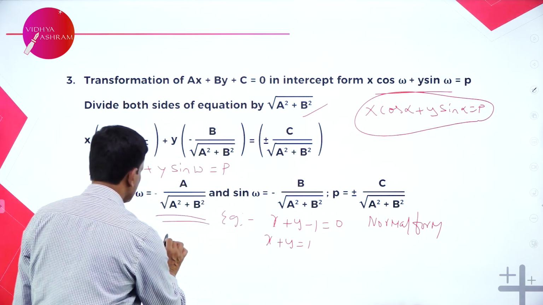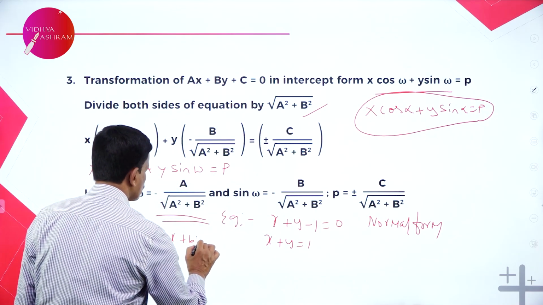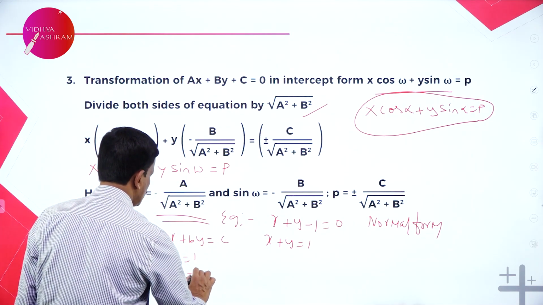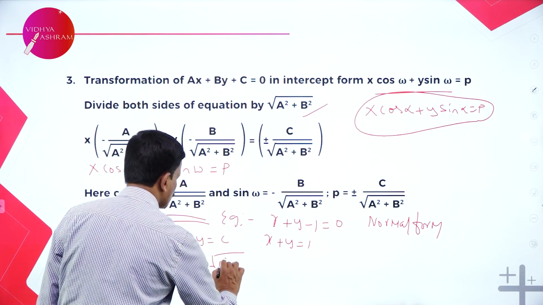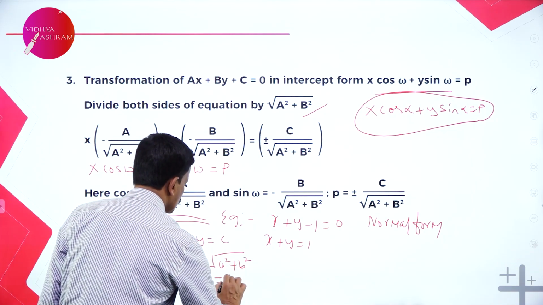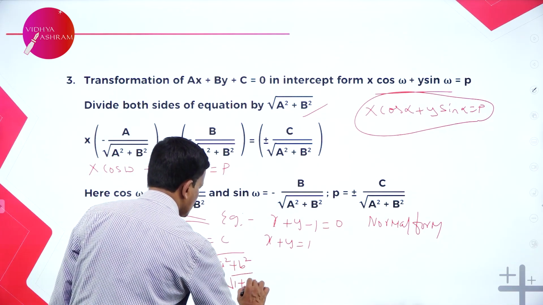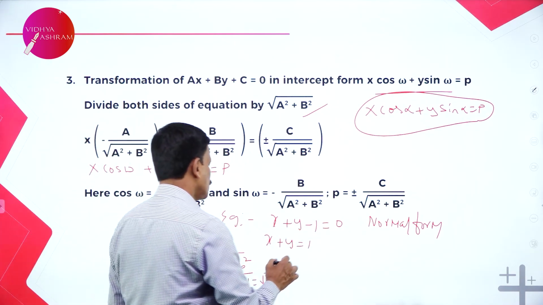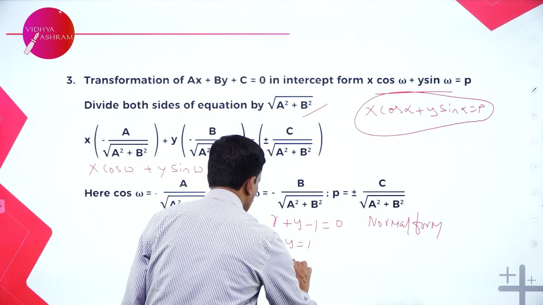Now, comparing with the standard equation, ax plus by is equal to c. What is a? A is 1. What is b? B is 1. So, take root of a square plus b square. Root of a square plus b square is equal to root of 1 plus 1, which is root 2. That means divide this equation by root 2. So if you divide by root 2, what will you get?